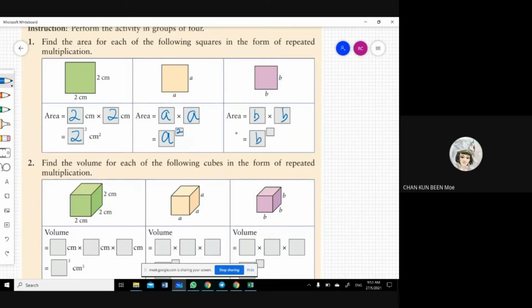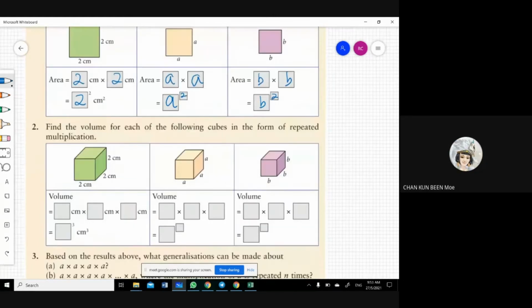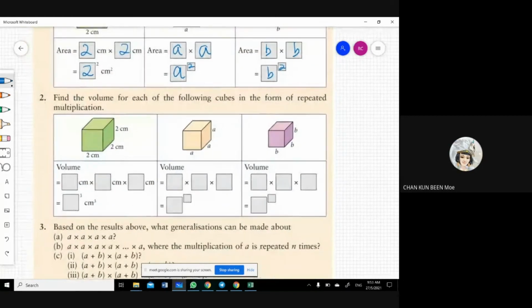So we will have B squared. You remember this? Then we go to the next one. You notice that we have A times A, we get A squared. Now we have 3 dimensions, so 3 dimensions means that we are looking for the volume. Okay, so the volume, what should we write down over here?